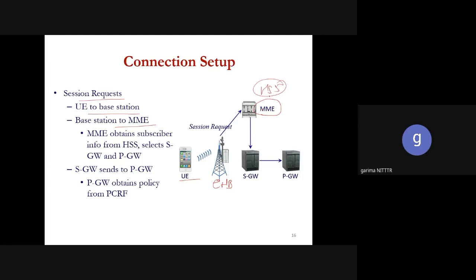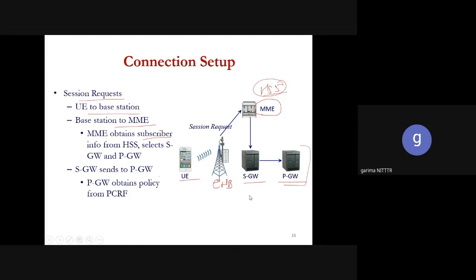Your information will be received by the MME, because it wants to know which types of services you are allowed, what your SIM card number is, your mobile equipment identity, authentication, and basically the security procedures. It will obtain the information of the subscriber. It will select accordingly the serving gateway and packet gateway. Now this serving gateway sends to the packet gateway. The packet gateway will obtain the policy, that is, what policies are available for your charging.